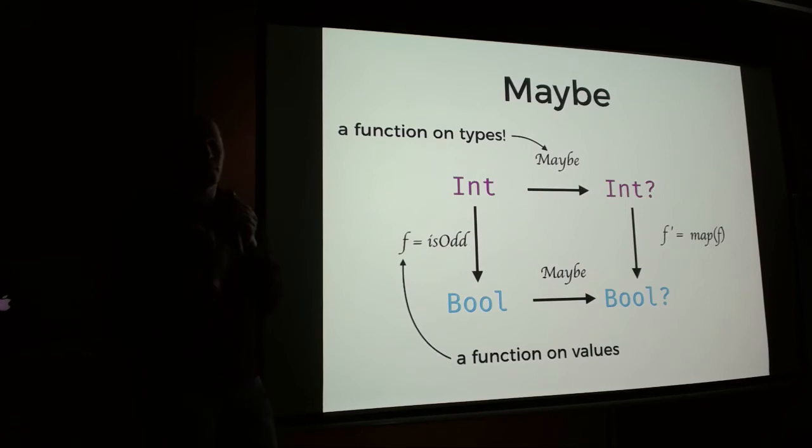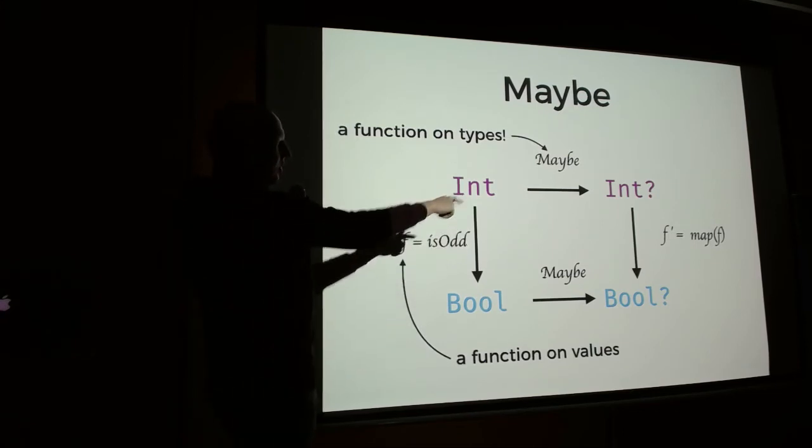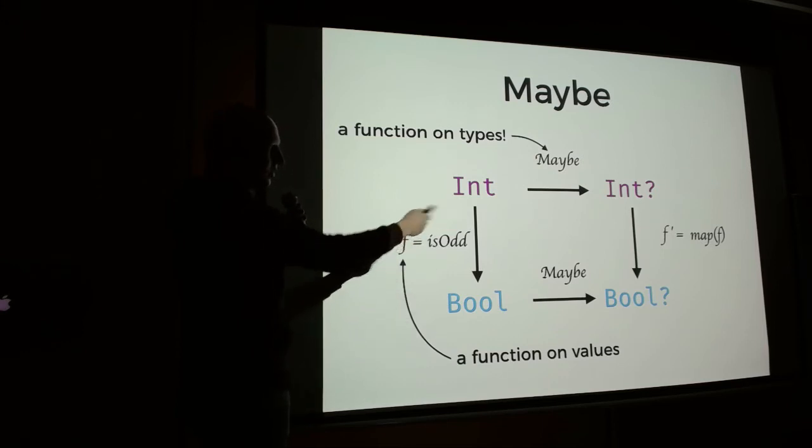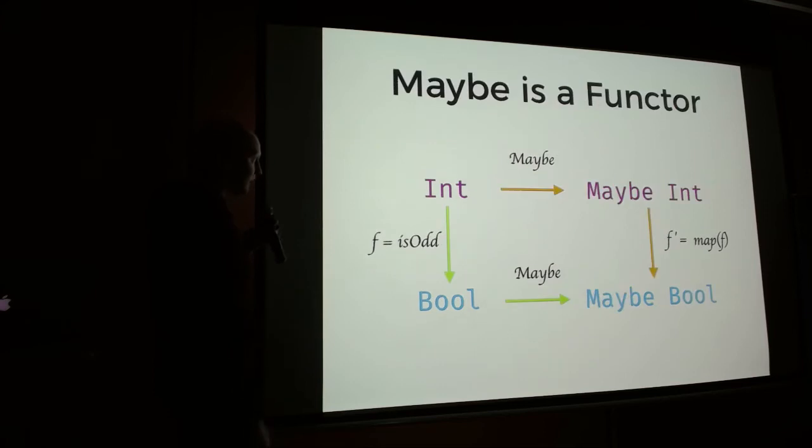So we don't have to write new code. We don't ever have to check for nulls. We don't ever have to write those if statements. It's all included in this map function. So we can get new functions for free. And that's a very powerful idea.